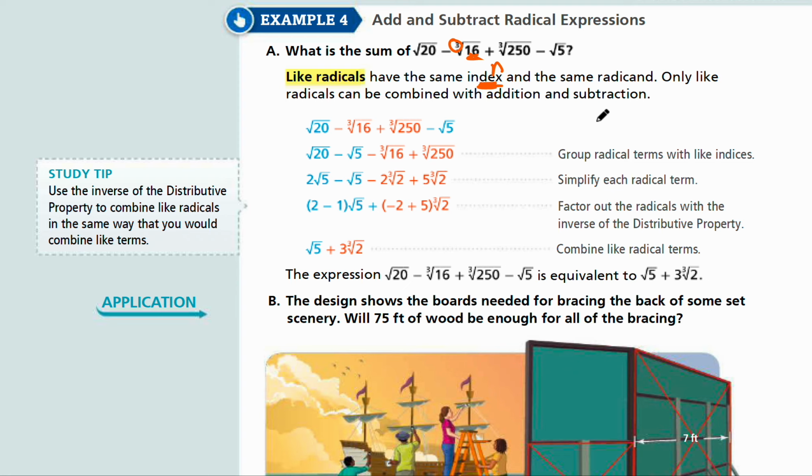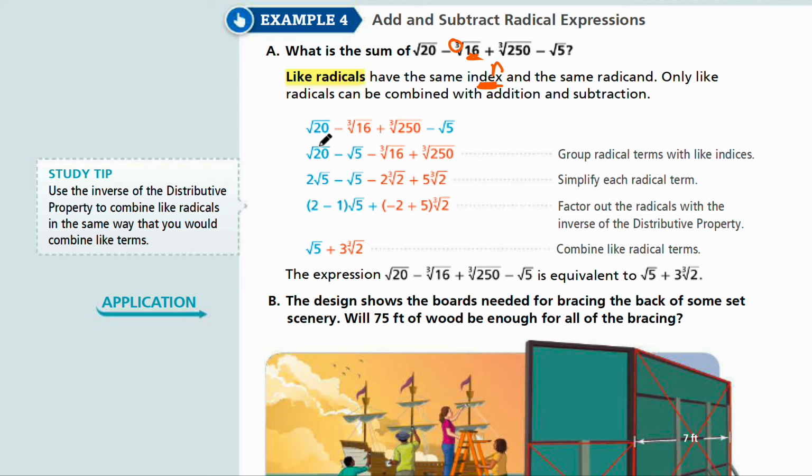So for example, you have root 20, root 5. These are like radicals because why? They're both constants. And then they're both square roots, right? So if your index is the same, you can combine the radicals because they're called like radicals. So square root 20, square root 5, you can combine them together like this. And then cube roots, you can combine them together. So let's see how to combine them in detail.